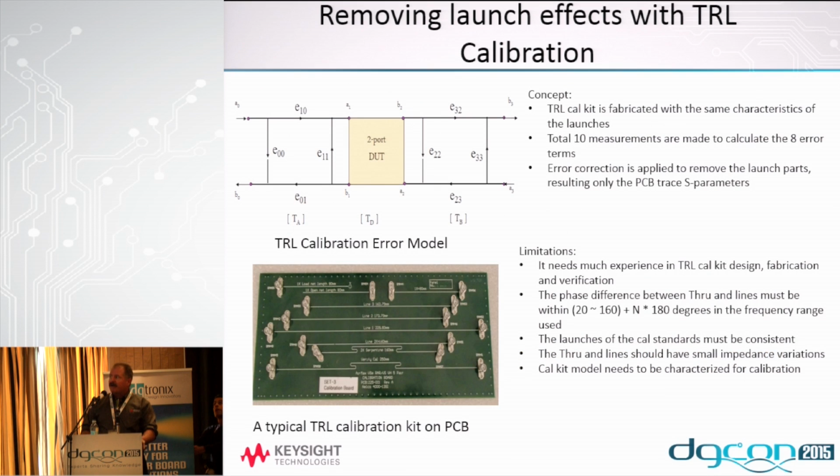Okay, so things get a little bit more complicated with differential, but out of all the three methods, this is probably the simplest to use. But it does have limitations. Now, the TRL is traditional and has been used for quite a long time using the flow graph. And the flow graph gives you the terms that you need in order to do a full error correction.